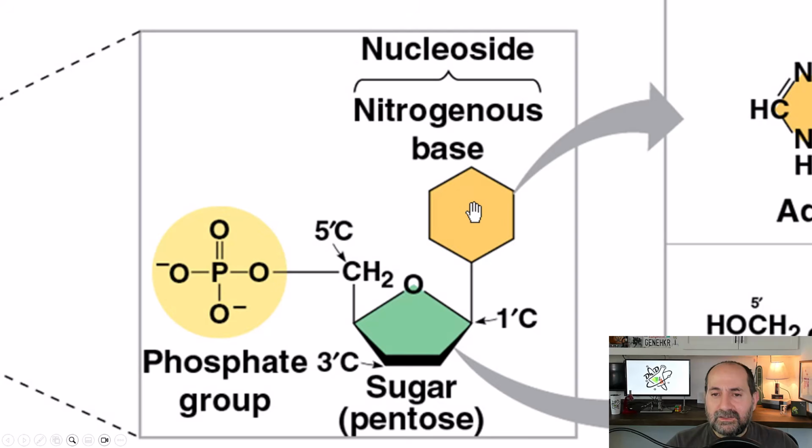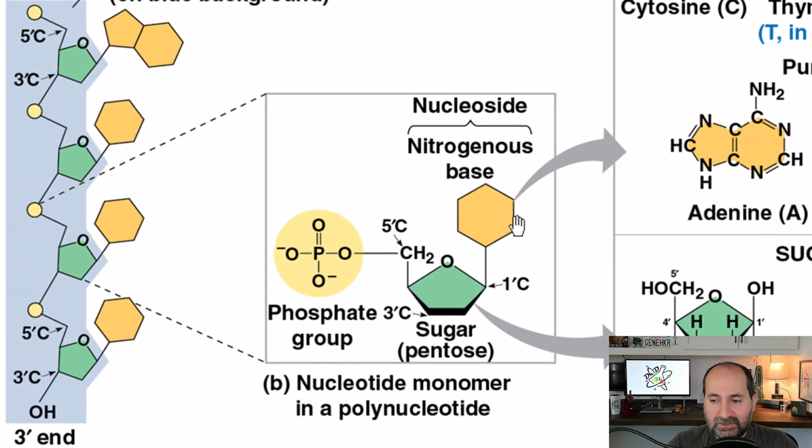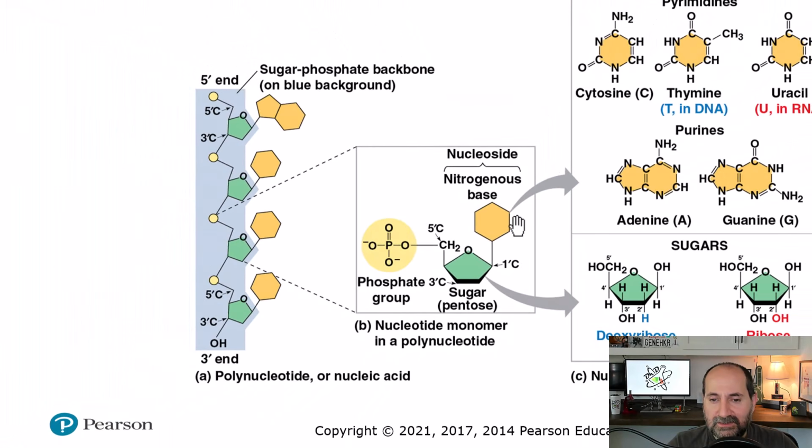Anyway, the nitrogenous bases for DNA nucleotides could be A, G, C, or T. Whereas for RNA nucleotides, we have A, G, C, and U, right? In the place of T's, RNA utilizes U, or uracil. Isn't that interesting? So this is good to understand.